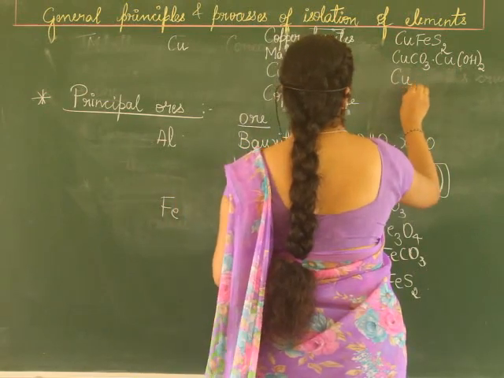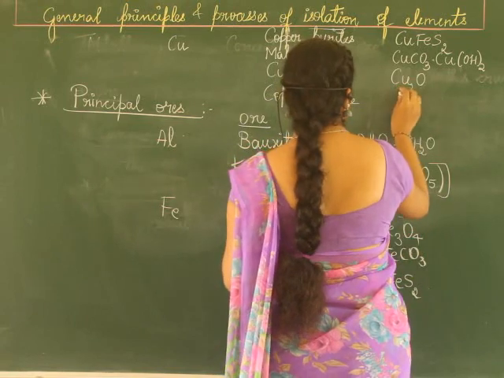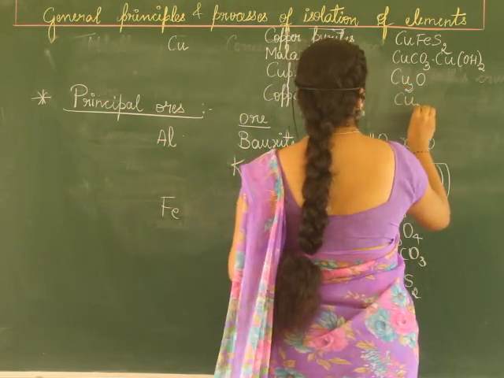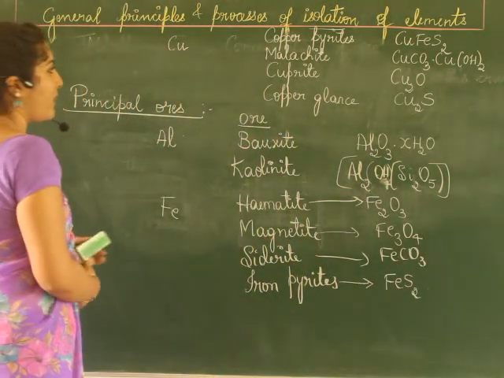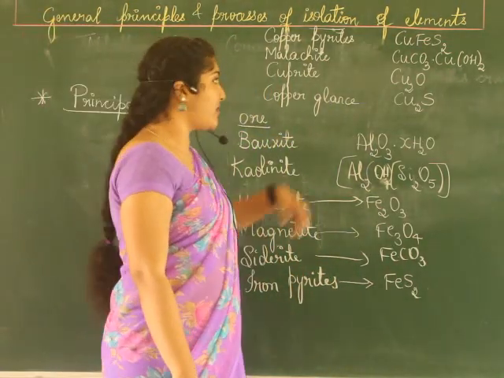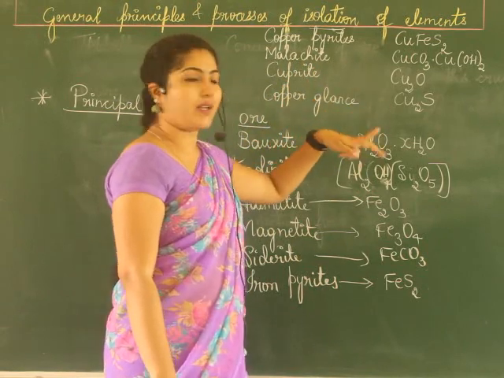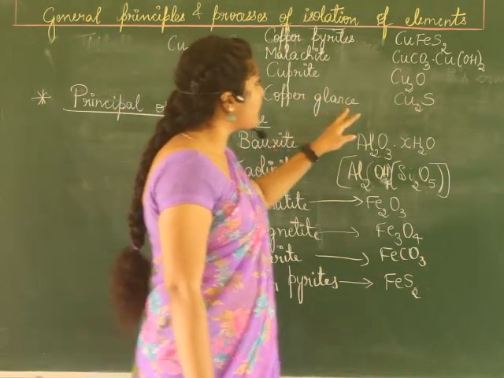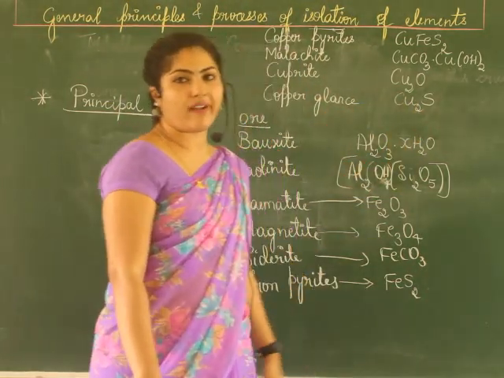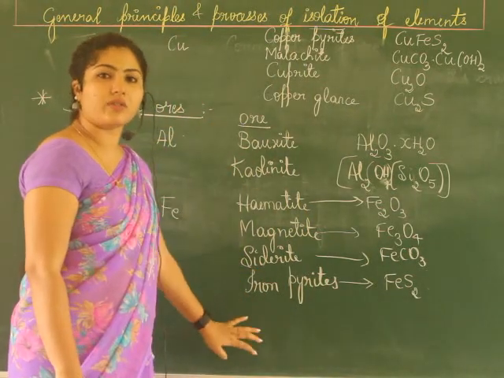Cuprite is Cu2O, and copper glance is Cu2S. These are the ores of copper. One is copper pyrites, which is CuFeS2, malachite, CuCO3.Cu(OH)2, cuprite, which is an oxide ore, and copper glance, which is a sulfide ore of copper. So hope these things are clear. Please do note it down.